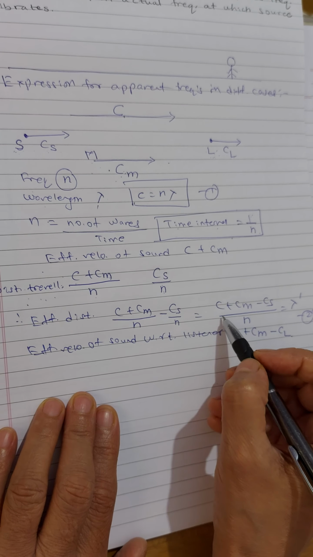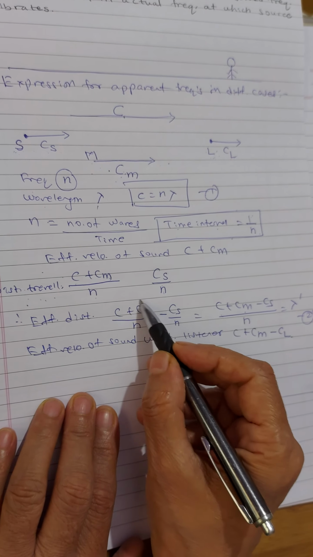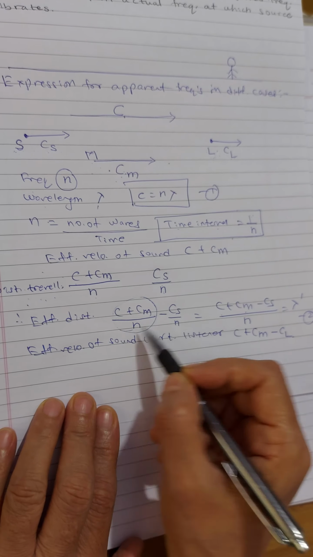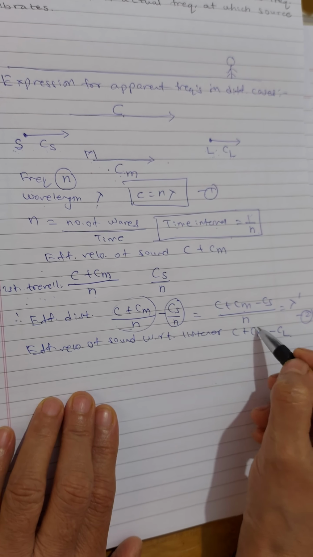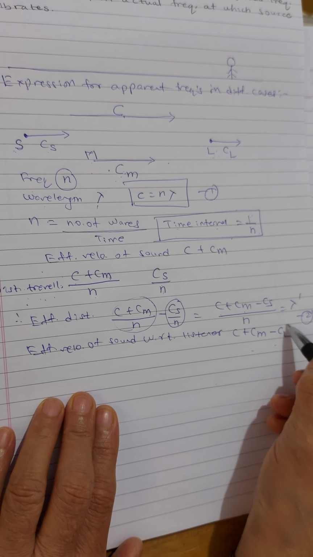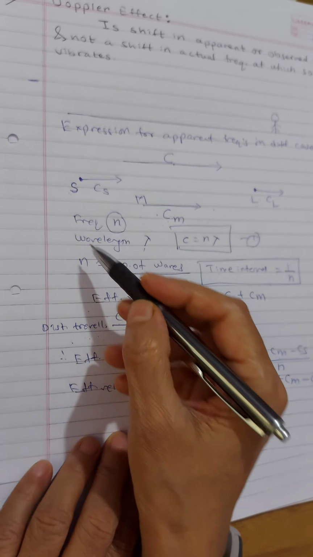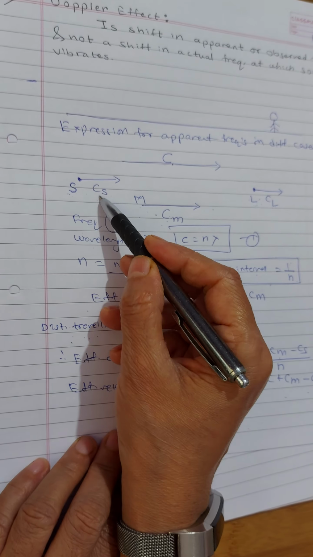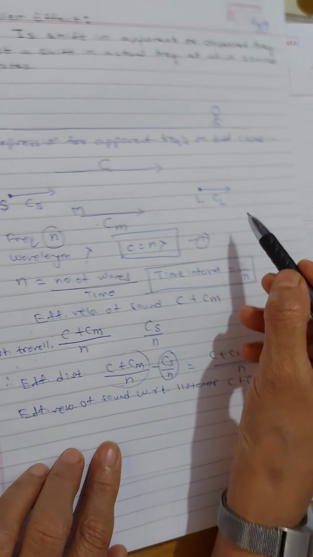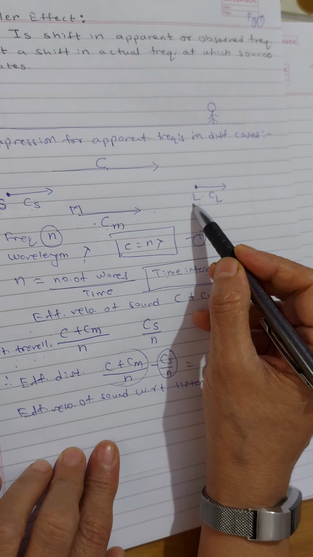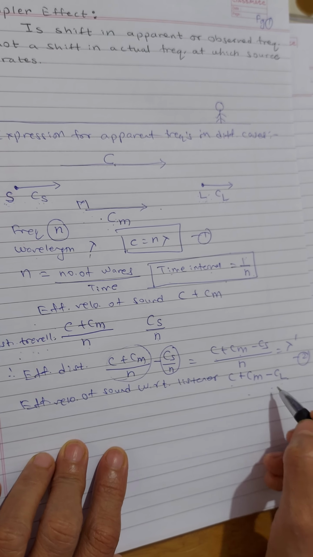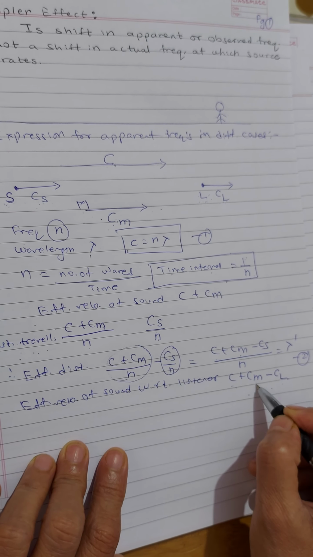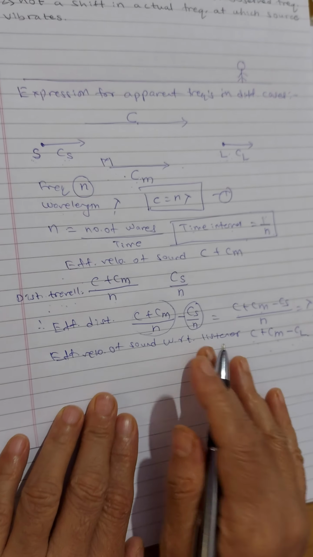Effective velocity, like here I did C plus Cm, C plus Cm by N, we know that. And what is Cs by N, that also we know. Same thing I am trying to do over here, C plus Cm by N and Cl by N, because Cs is the velocity with which the source is moving, Cl is the velocity with which the listener is moving. Okay, and this is the same. So C plus Cm minus Cl is the effective velocity of sound.